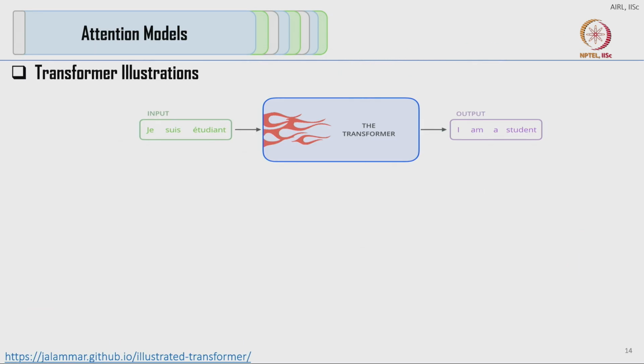Okay. Now, since we have gone over the attention mechanism, which is trying to relate the context vector to the input and output, let us focus on the transformer architecture as well. The task that we will focus on is to take an input which is in French and convert it into the output which is in English. This is essentially an NLP task, which is language translation.